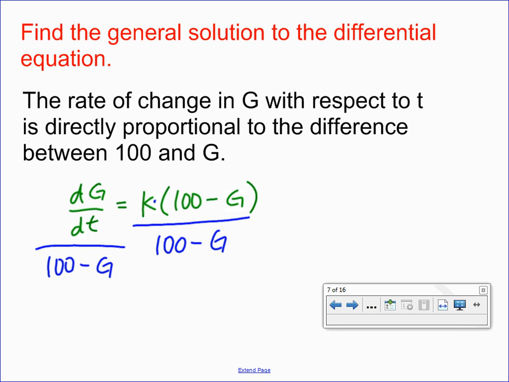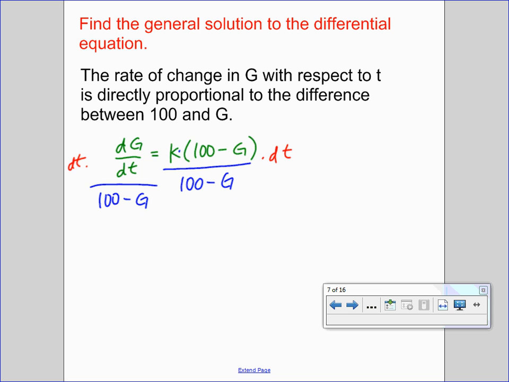And we can multiply both sides by dt to separate the variables. So in one fell swoop, we will have gotten all the G's on the left and the t's, the independent variable, on the right. So here we go. That would give us dG over (100 minus G) is equal to, and we've gotten rid of that quantity, so we're just left with what? k dt. So we've separated the variables successfully.